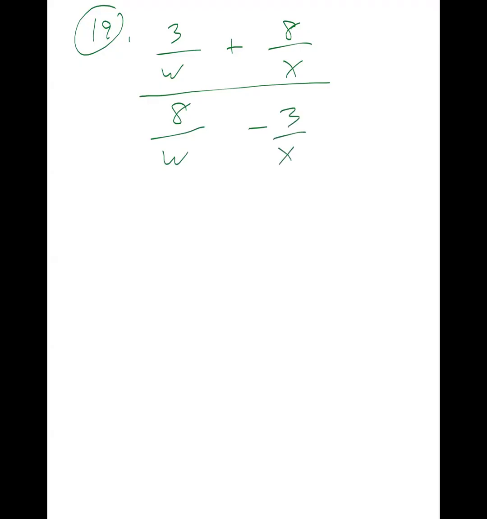3 over w plus 8 over x, over 8 over w minus 3 over x. So look carefully at those little denominators, the ones within the smaller fractions. What's the LCD of all that? W and x, right? Because remember you play the jealousy game. WX, I guess that's alphabetical order. So WX, because if it has a W and an X, then it has everything that anybody else has.